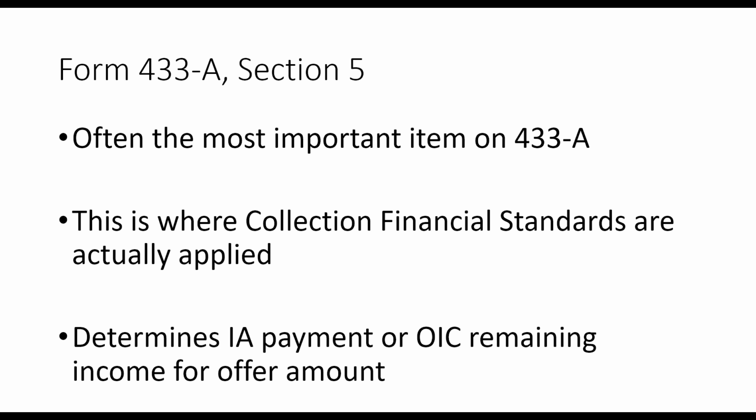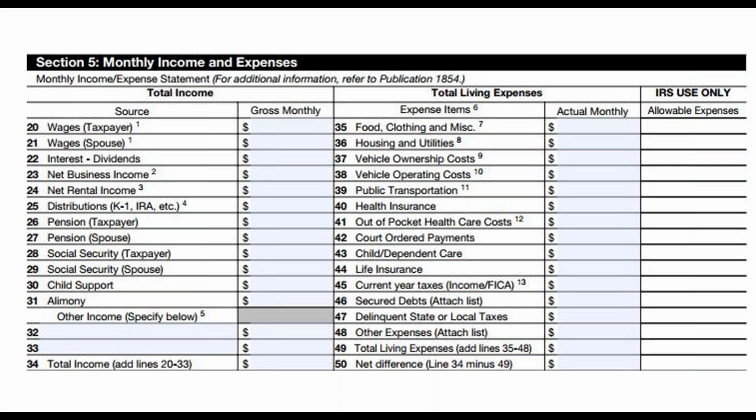Okay? Don't forget that the resolution pathway that they're eligible for is based primarily on their financial condition. Now here I'm going to be talking primarily about 1040, okay? Because that's where this really applies the most. Form 433A, Section 5, this is the income and expense table. The IET is what you'll hear it referred to within the OIC world. This is where the collection financial standards are actually applied, and this is what determines the monthly installment agreement payment or the offer in compromise remaining income that goes into the RCP offer calculation. Okay? And this is what that looks like.